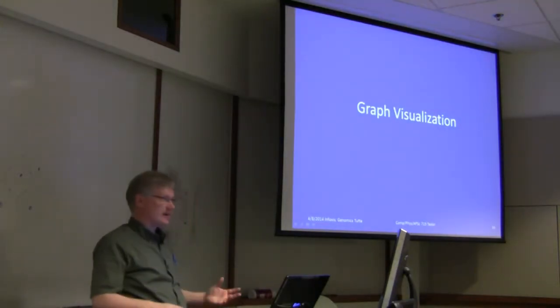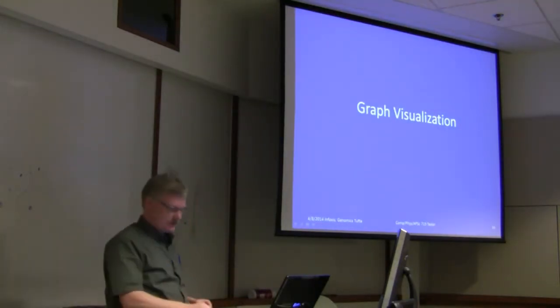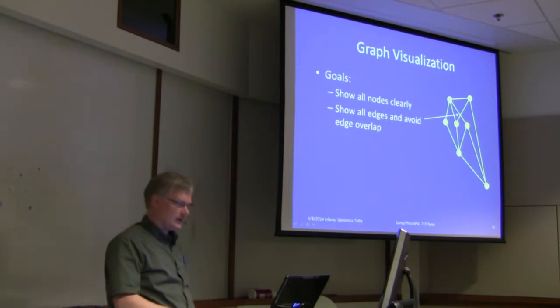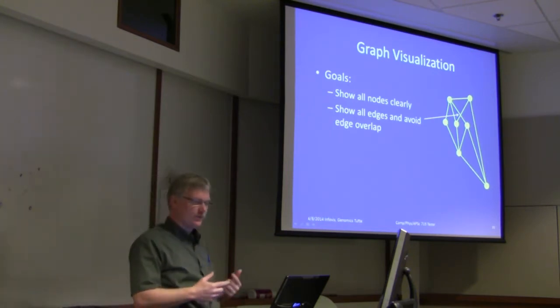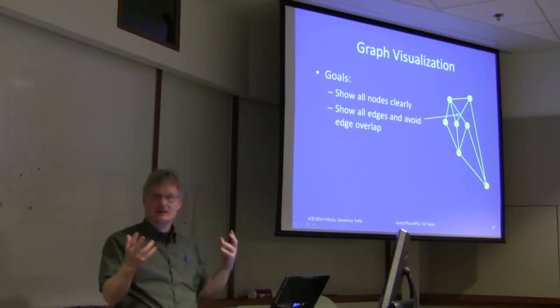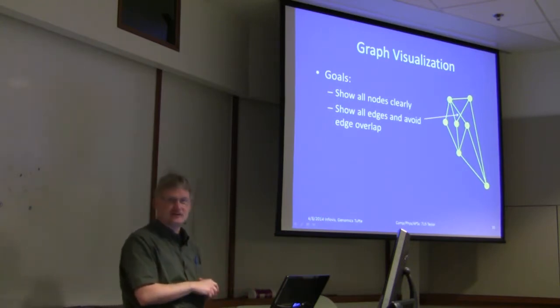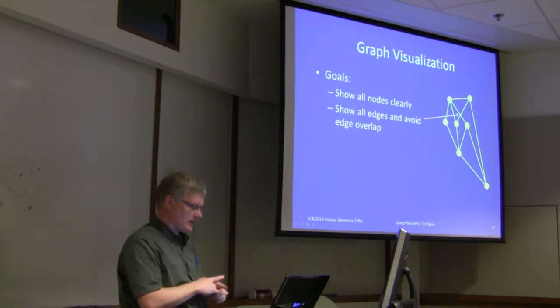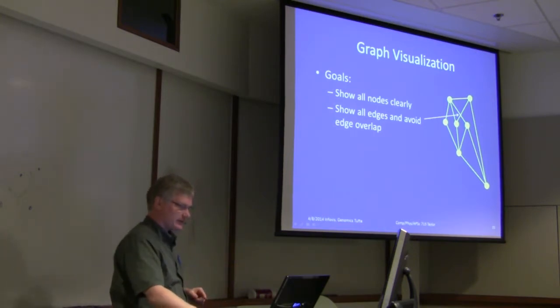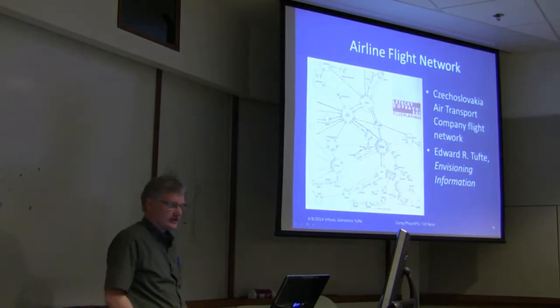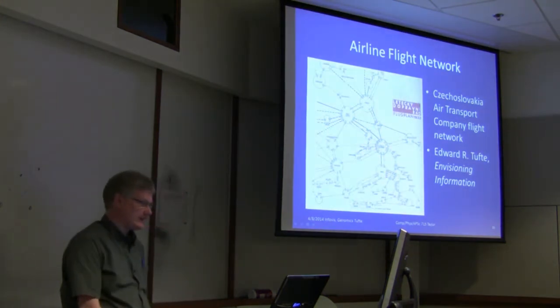All right, so now we're going to switch from tree visualization to graph visualization. And again, we want to show all the nodes clearly and the edges. We'd like to avoid edge overlap, right? It's not possible to overlay every graph into a plane without overlap, but you can try to minimize that to some extent. All right, so here's the airline flight network.